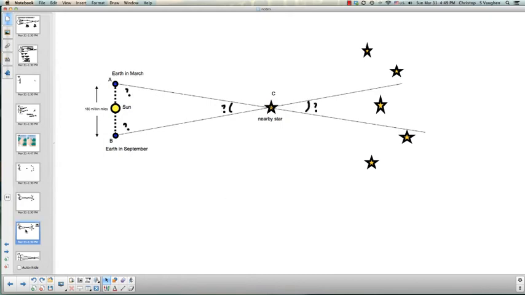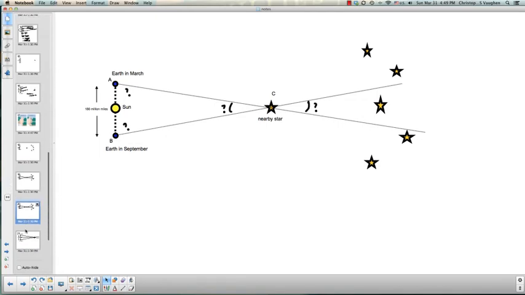And so let's say if we could figure out what those angles were, we could determine the distance to the star. Since we now know the distance from the Earth to the Sun, we could actually calculate this base distance and create this giant triangle in space and determine the distance. We can triangulate to the nearby star.